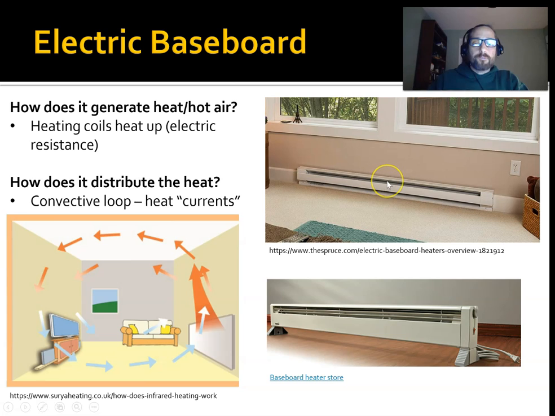It gets hot, but the way this actually heats a room is through what's called a convective loop. You want to jot down the convective loop. The warm air here rises through convection and hits the ceiling, and it can't go any higher, so it's forced to move along. And so it creates this current of heat.